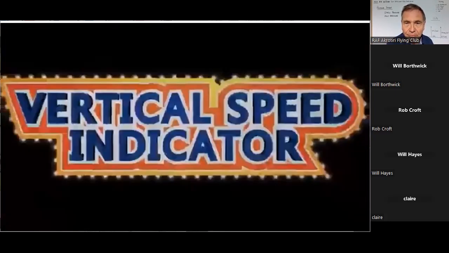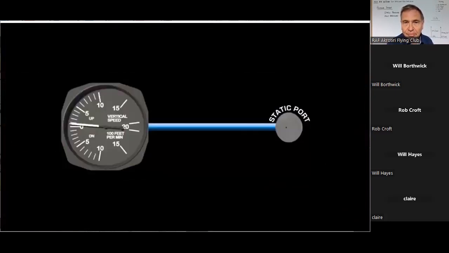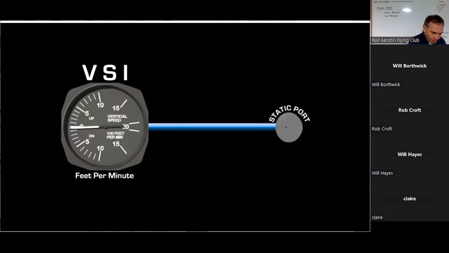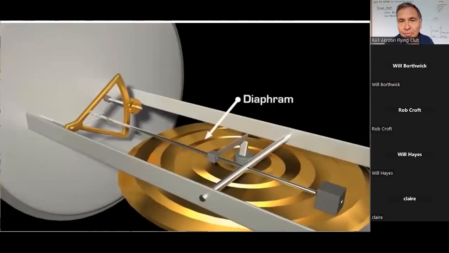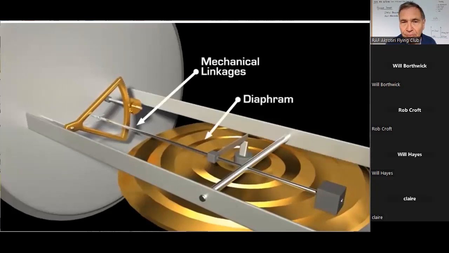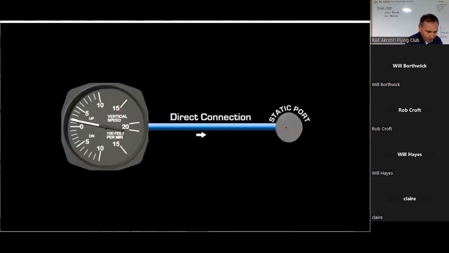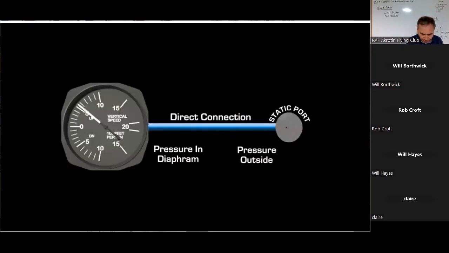Vertical speed indicator. Another instrument that uses only the information from the static port is the vertical speed indicator, more commonly called the VSI. The VSI measures the vertical speed of the aircraft in terms of feet per minute. This is accomplished by comparing the current pressure of the air with the pressure of the air from a few seconds ago. Inside the VSI is a diaphragm connected to some mechanical linkages that move the needles on the face of the instrument. The diaphragm has a direct connection to the static port, meaning that the pressure inside of it matches the current atmospheric pressure from the outside.